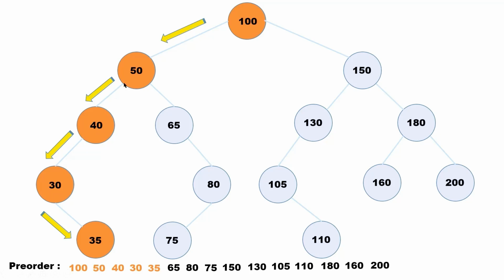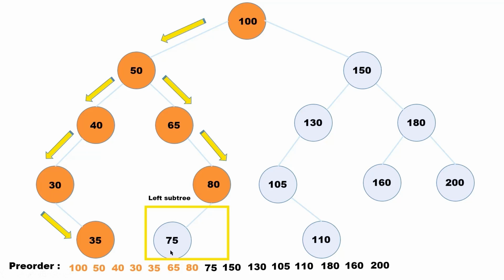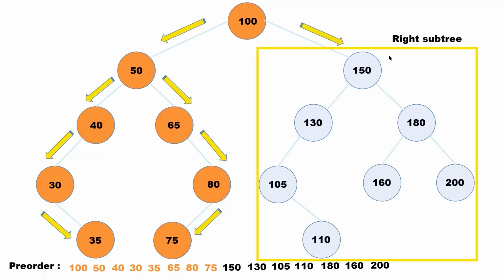After 50, the right part, which is 65, gets visited in the right subtree. 65 does not have any left part, so the right part gets visited next, which is 80. 80 gets visited, and then we move to the left part, which is 75, and 75 gets visited. As it has no right part, we backtrack and move to the root, and then we go to the right part, which is the right subtree.